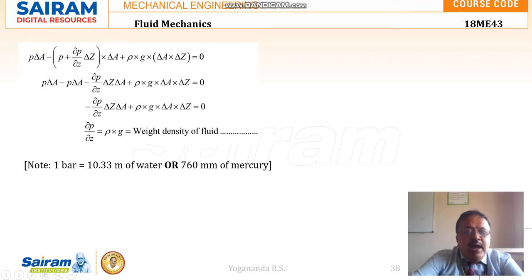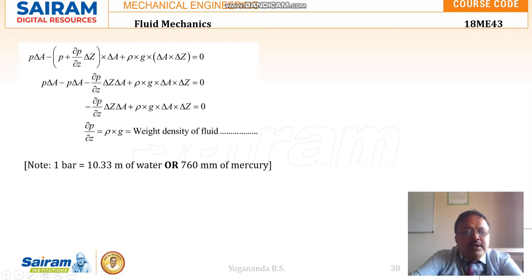Simplifying, I have del P by del Z equal to rho into g. Rho into g is nothing but the weight density of the fluid. This is for the one single fluid under consideration. Integrating the expression will give the total pressure acting on the entire fluid element.